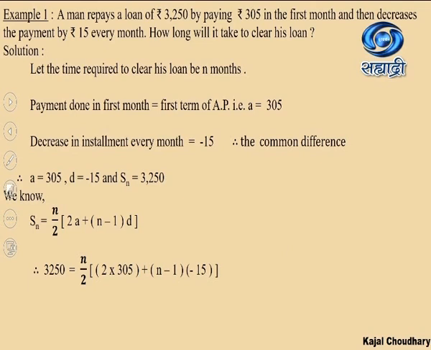Sn is equal to 3250. The value of a is 305, and the value of d is minus 15. Now n upon 2: the 2 was dividing over here, so we can move it to the other side and multiply. This 610 is 2 multiplied by 305. And when we are opening the bracket, minus 15 multiplied by n is minus 15n, and minus 15 multiplied by minus 1 is 15.